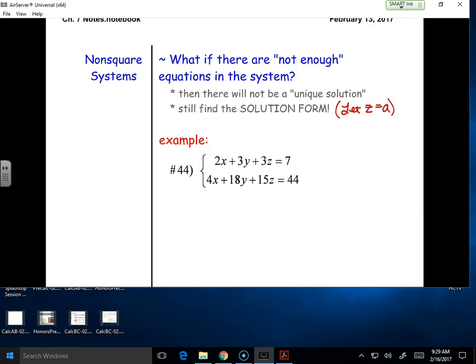So what do we do? We go ahead and say, let z equal a. We add to the system and we say, all right, fine. We really can't solve anything unless we have 3. So since there are only 2, pretend like it's 0 equals 0, because basically it could be, and we throw in z equals a.